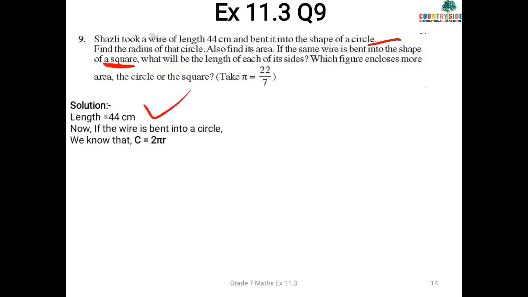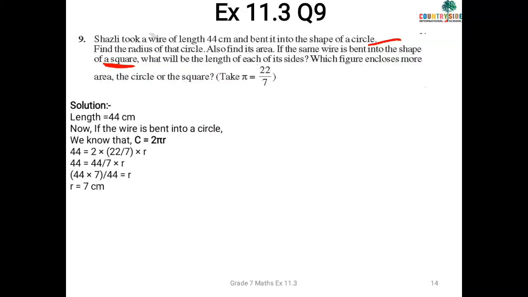Length 44 centimeter is given to you. Now we know that the wire is bent into a circle. So tell me the formula to find the circumference of a circle. C equals 2 pi r. Put all the values. See, 44 equals 2 into 22 by 7 into r. From this we will get our r. So radius is 7 centimeter.